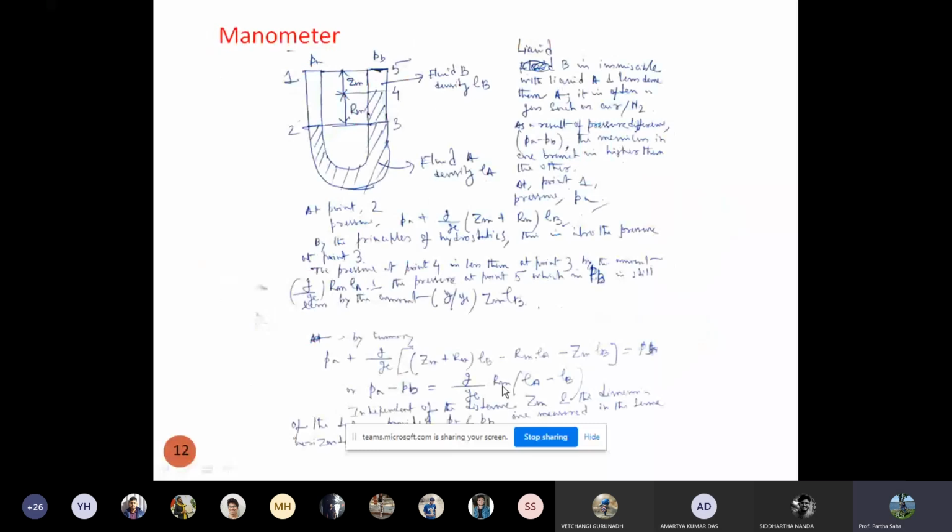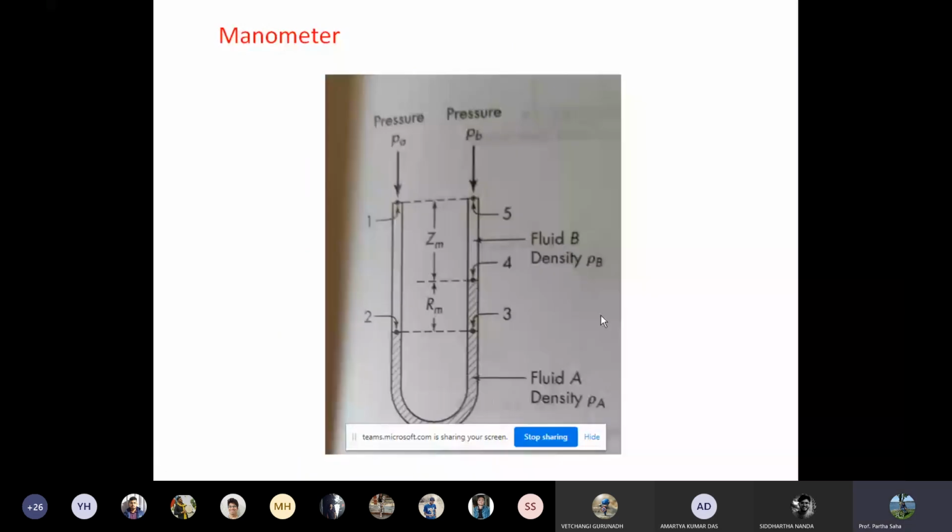So I think this is the expression we're going to derive for the manometer. A better picture again, I think here the best picture is given. I'm going to express the pressure at this point 1 as PA and the pressure at this point as PB. Here one liquid or fluid has a density of rho B, and another, denser liquid is there, rho A.